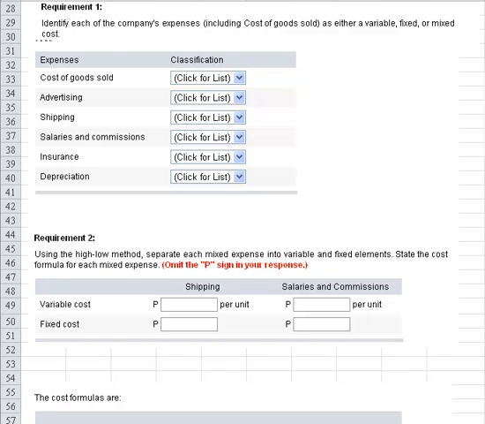Okay, now I've slid over to another part of the screen here so that we can see requirement 2. Requirement 2 says, using the high-low method, separate each mixed expense into variable and fixed elements. State the cost formula for each mixed expense. We knew the mixed costs were shipping and salaries and commissions. So let's take a look at the high-low method and see how we solve that.